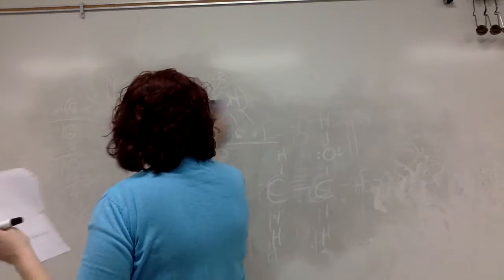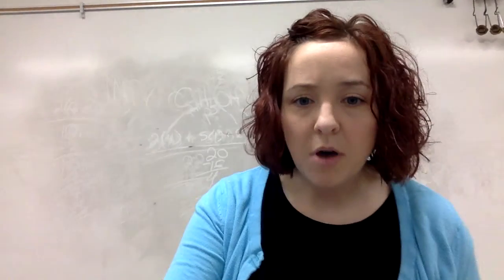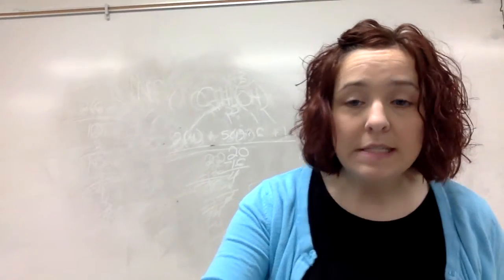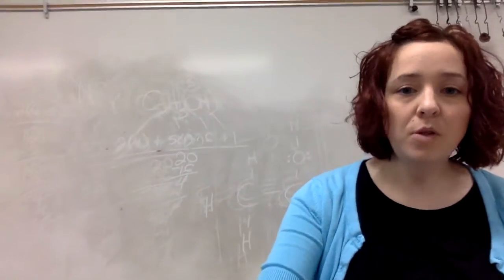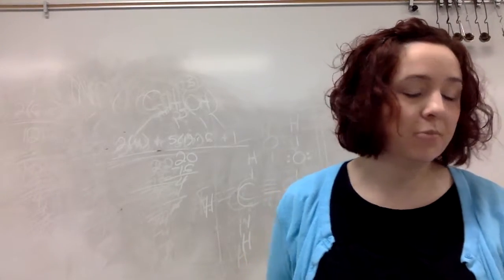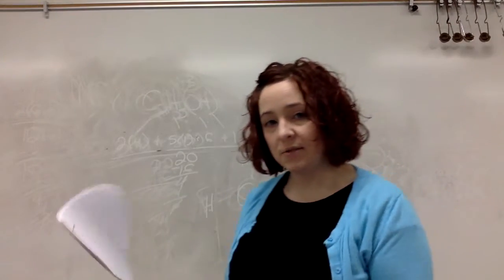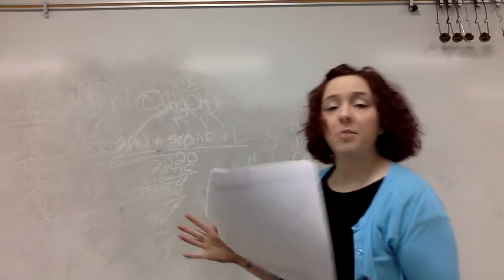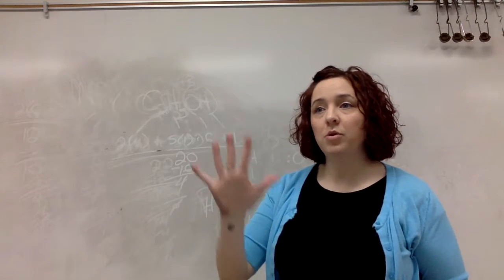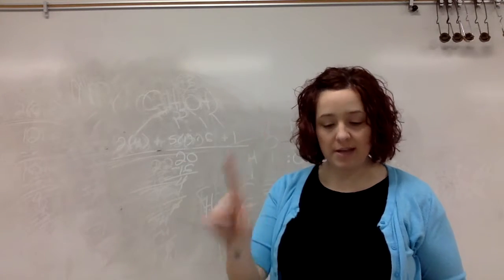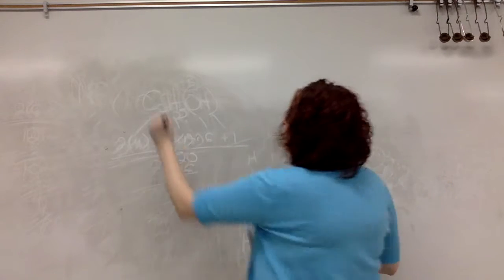Let's talk about resonance. We're only going to do a couple because I'm already at 13 minutes. Yikes. Okay, so in your notes, go to number 8, resonance. Resonance is a vocab word. All it means is that you can draw multiple Lewis structures for the same formula. Okay, so let's do one.